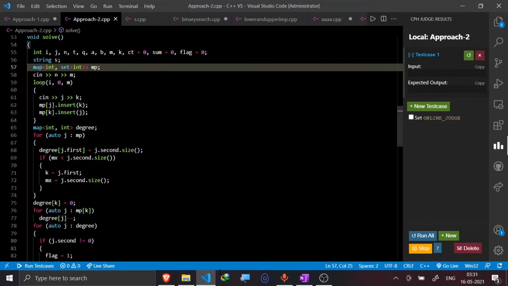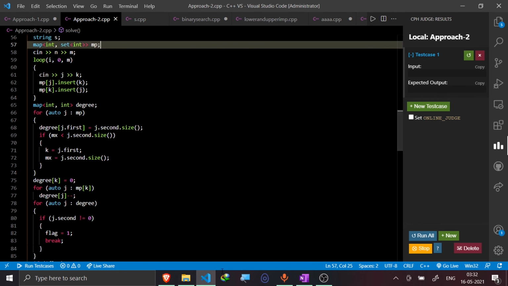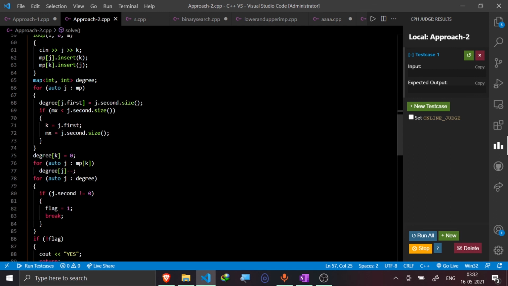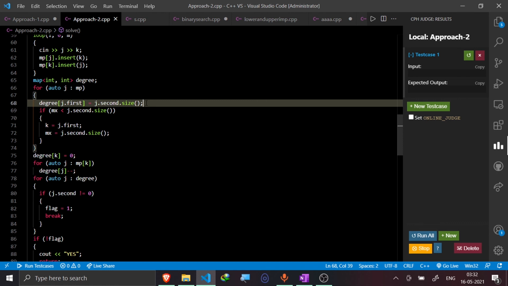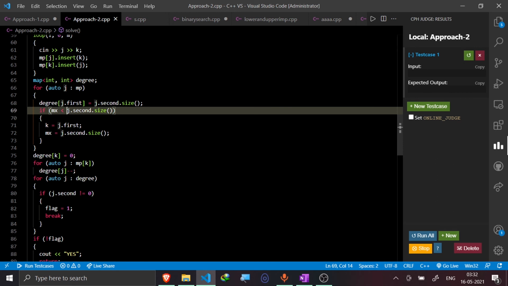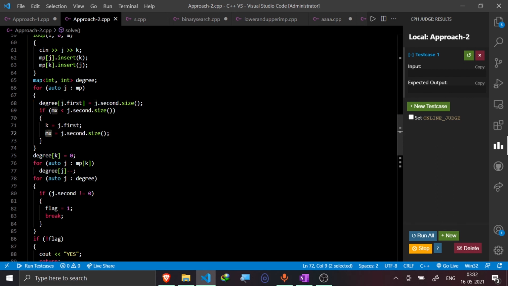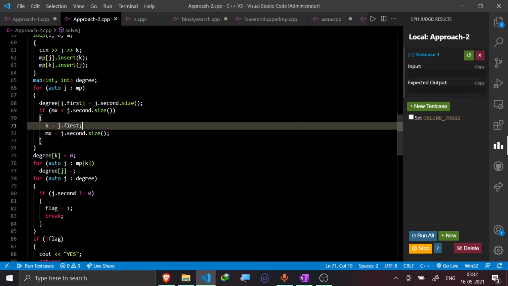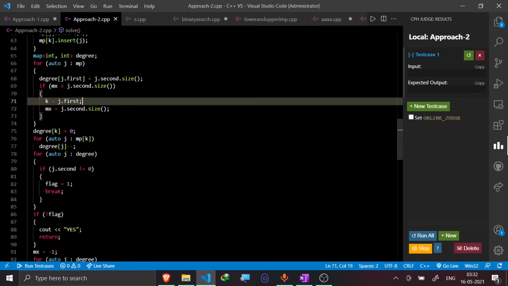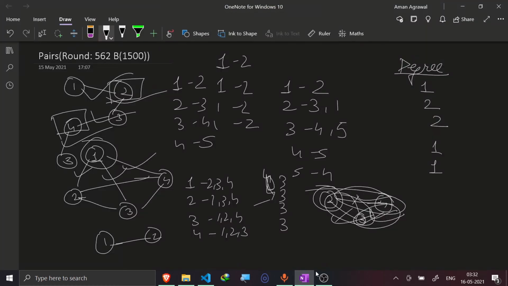So I take a map of int comma set of int. You could also take this as an unordered set or unordered map, because we are not doing a find operation, so it would be the same. So here I'm just taking the input, and after that I'm taking the sizes of all the adjacency sets, and the maximum size I'm storing in the mx variable, and the corresponding vertex I'm also storing. And after this I would be deleting the edges, and I need to tell you how I'm deleting them. Actually, I'm not deleting the edges, I'm just subtracting the degree.